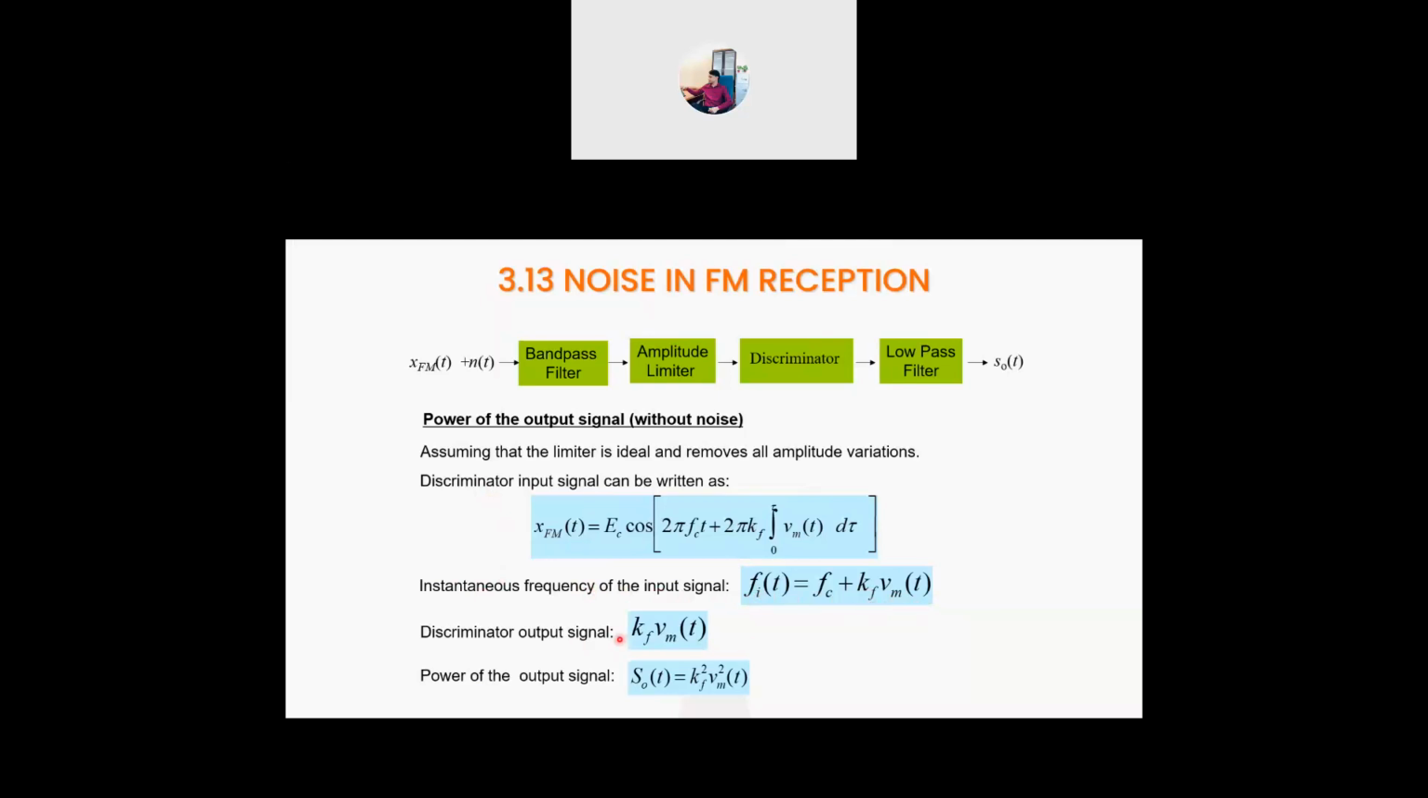So kf vm(t) is your discriminator output signal, coming from here.